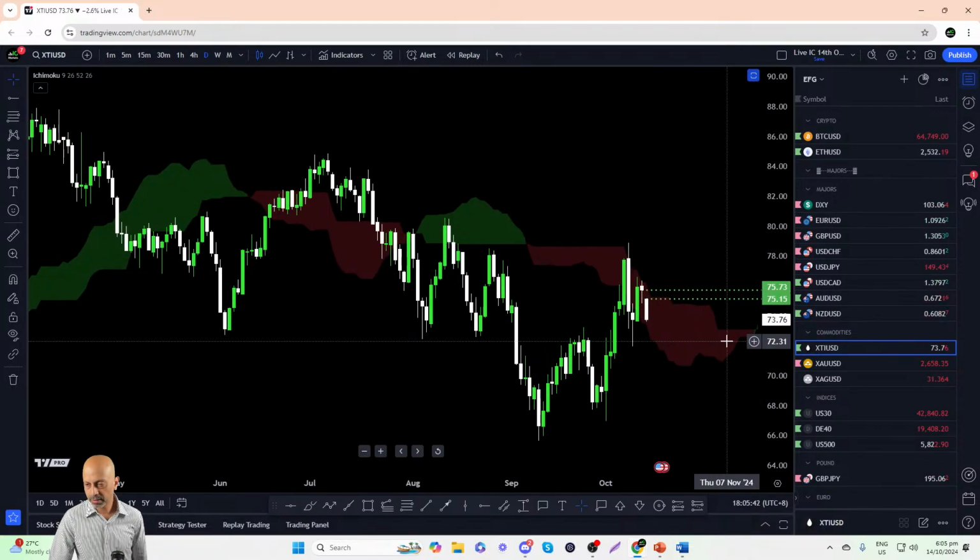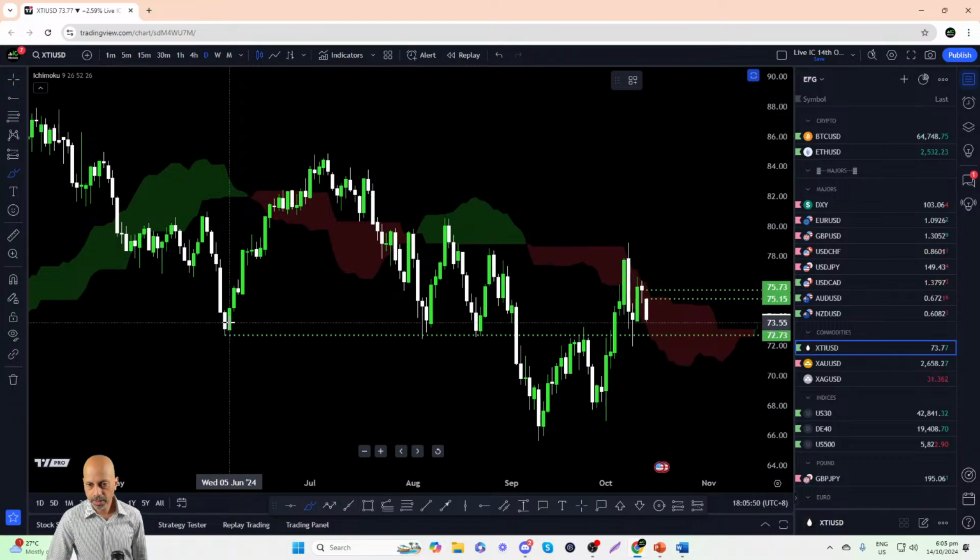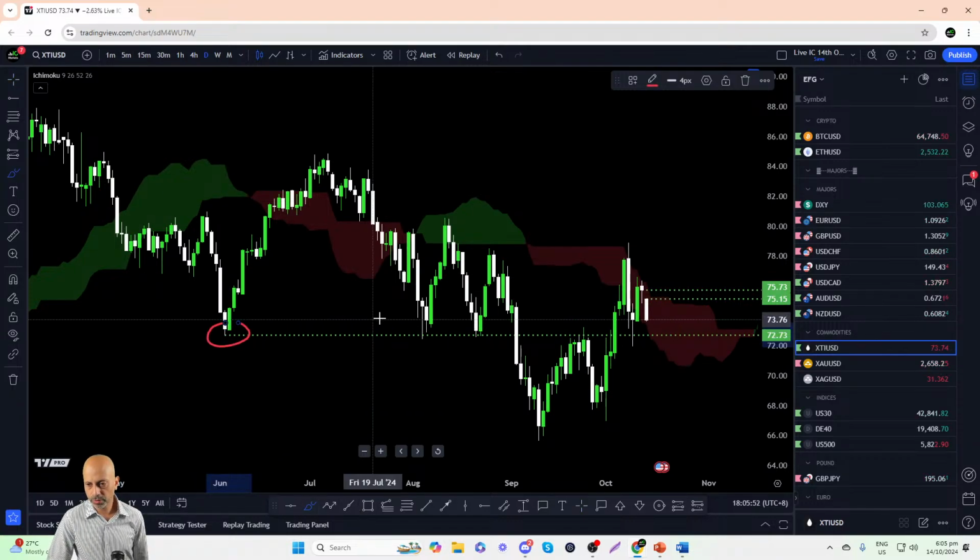So where could be the next support level, right? When I look across here at $72.73, this is a nice overlap support. Why do I say that? It's a nice swing low taking place here on 4th of June.